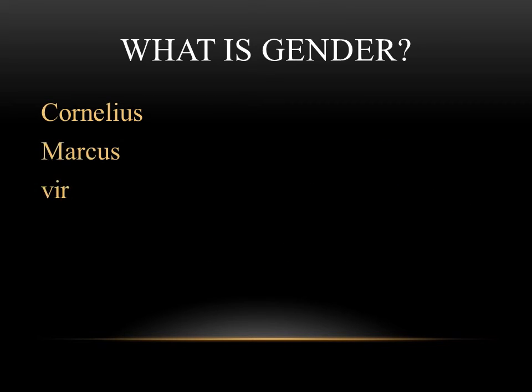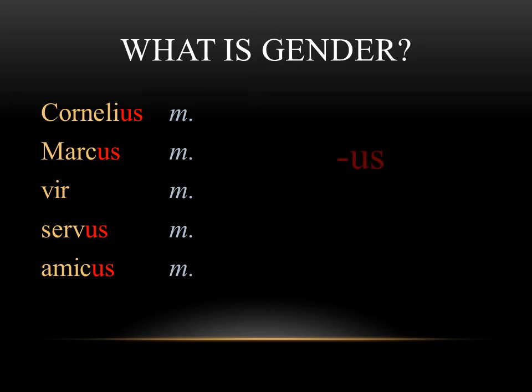So let's take a look at a few more words. If we look at these 5 words, Cornelius, Marcus, vir, servus, and amicus, we can see that they're all talking about men. Cornelius and Marcus are a man and a boy. Vir means man. Servus means a male slave. And amicus is a male friend. And you can see that all 5 of these are masculine in gender. And the other thing to notice is that they have a pattern with this us ending. This is the first hint: words that are masculine are often going to end in this us.